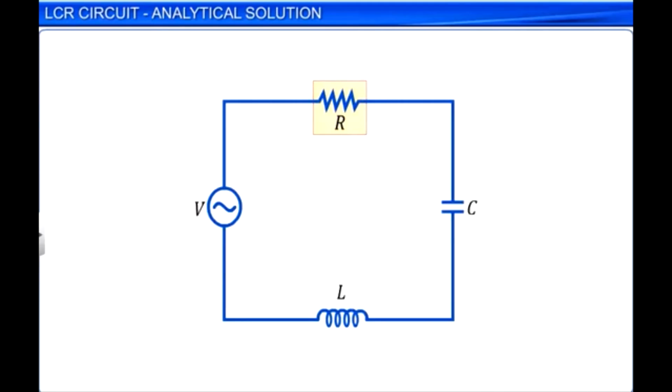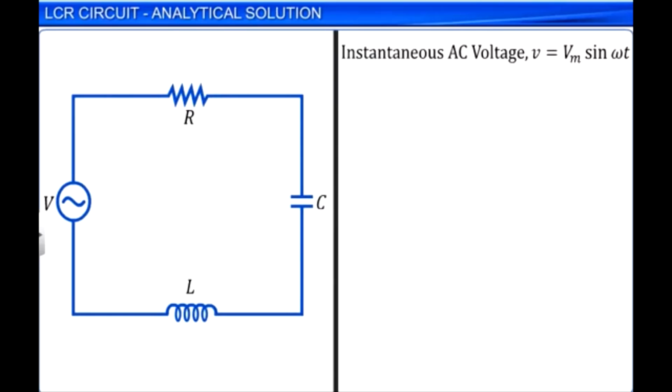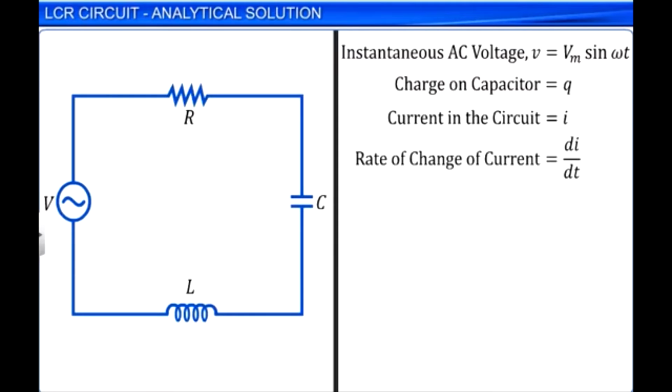Consider a resistor R, a capacitor of capacitance C, and an inductor of inductance L connected in series to an AC source, which applies a voltage V equal to Vm sin omega t at any instant of time t. Here, AC voltage V is the instantaneous voltage existing in the circuit. At any instant of time, the charge on the capacitor is Q. The current in the circuit is I, and dI by dt represents the rate of change of current in the circuit.